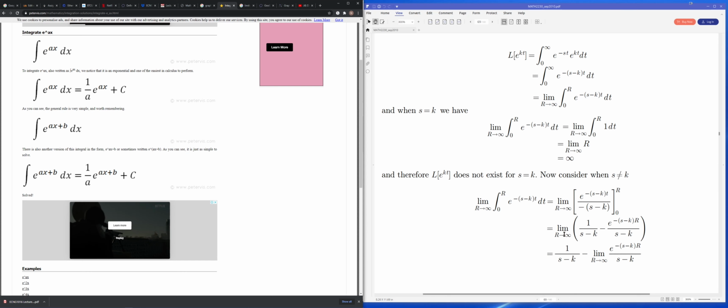Now I'm taking the limit of this as r goes to infinity. This doesn't involve any r, so the limit of this is just a constant as far as the r is concerned. The limit of a constant is just the constant itself, 1 on s minus k. And now I need to take the limit of this e to the minus s minus k on r, as r goes to infinity.